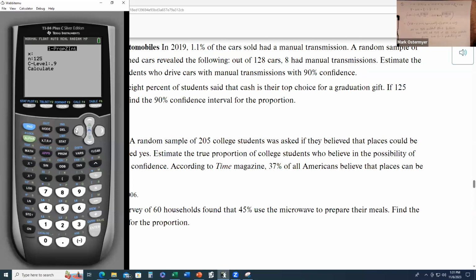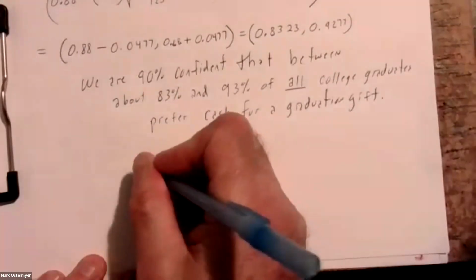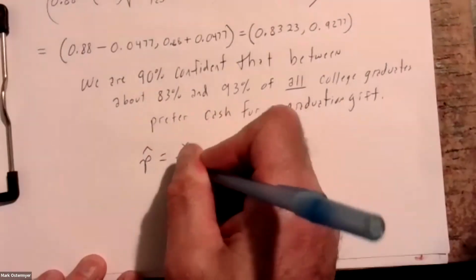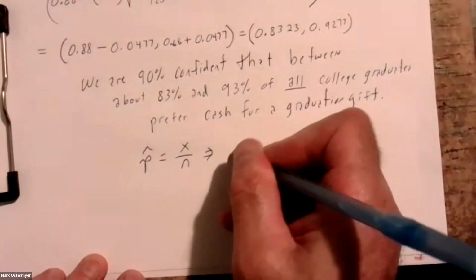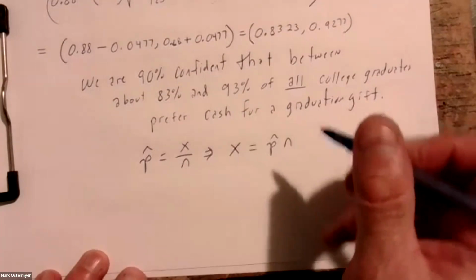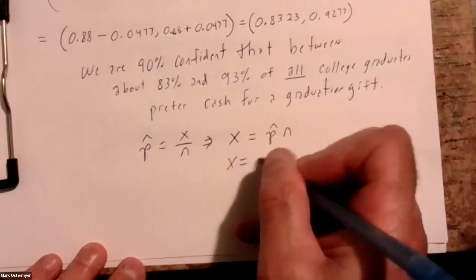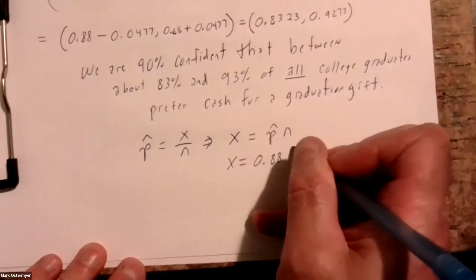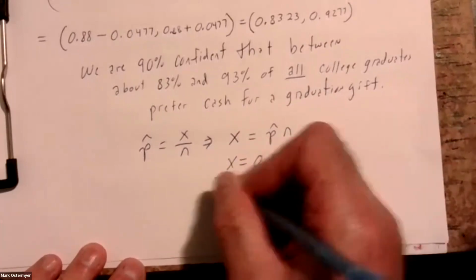So how are we going to find x? Well, we're going to find x by just noting again what p hat is and how p hat is found. P hat is x over n. So if I were to solve this equation for x, I'd multiply both sides by the sample size. So therefore, this implies that x is equal to p hat times n. So to find the number of students of the 125 students who prefer cash, you just take 0.88 and multiply it by the sample size of 125. And that's going to give you x, okay?